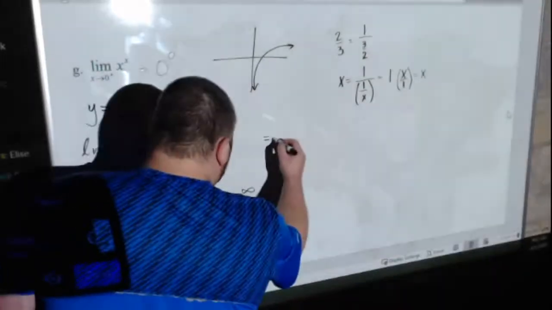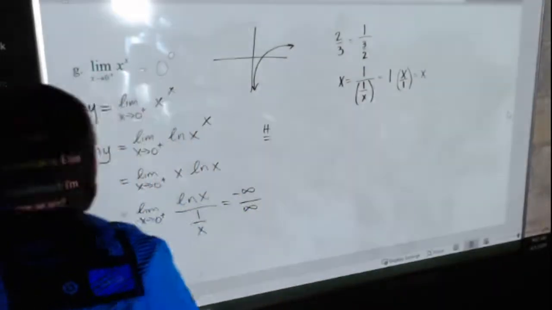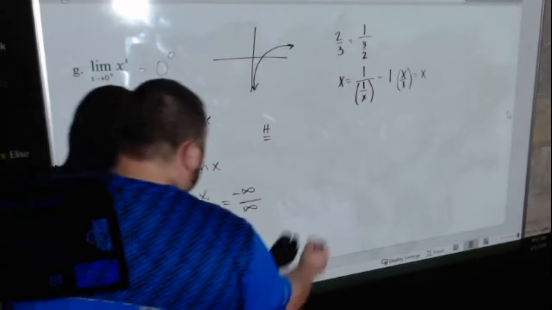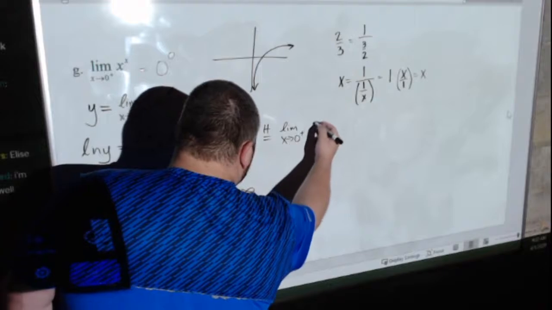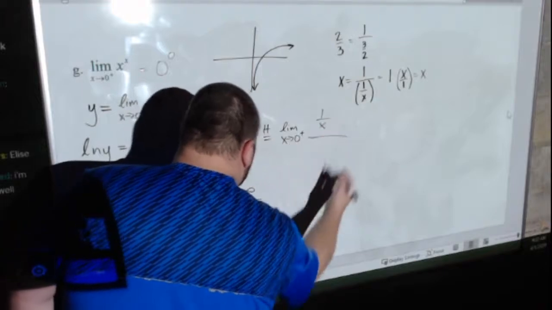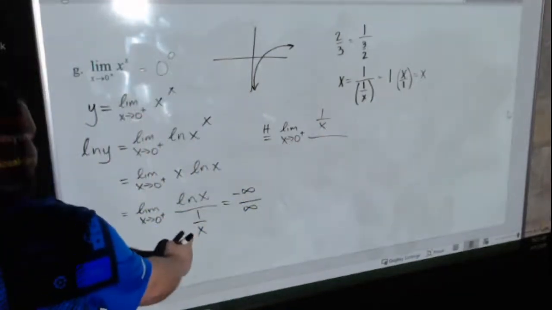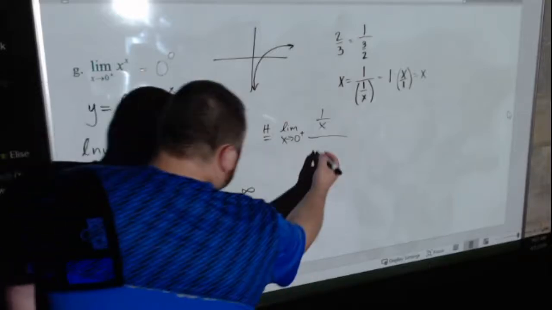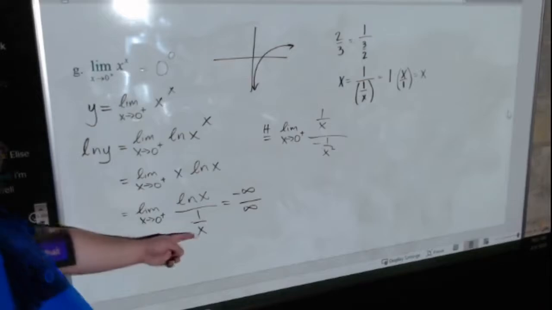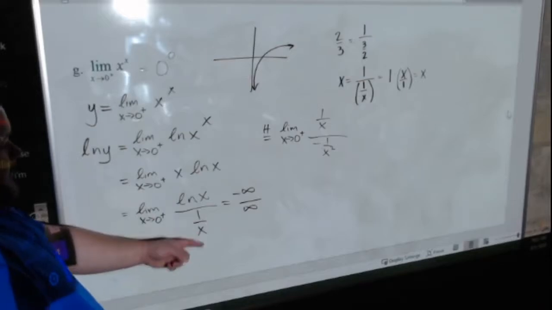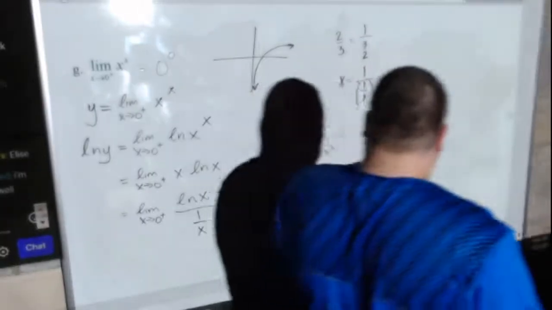I'll come over here. I need to differentiate natural log. That's 1 over x. The derivative of 1 over x is minus 1 over x squared. If you need, rewrite this as x to the minus 1 to get this.